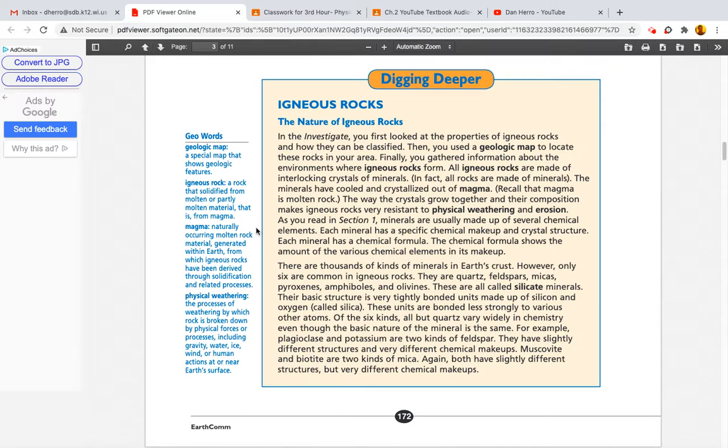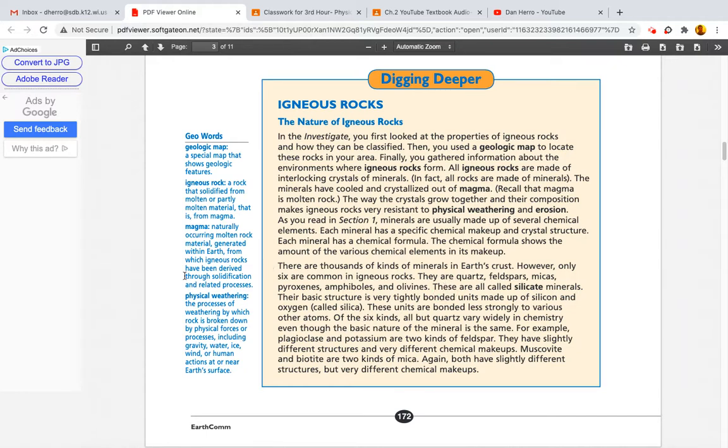As you read in Section 1, minerals are usually made up of several chemical elements. Each mineral has a specific chemical makeup and crystal structure. Each mineral has a chemical formula. The chemical formula shows the amount of the various chemical elements in its makeup. There are thousands of kinds of minerals in Earth's crust. However, only 6 are common in igneous rocks. They are quartz, feldspars, micas, pyroxenes, amphiboles, and olivines.